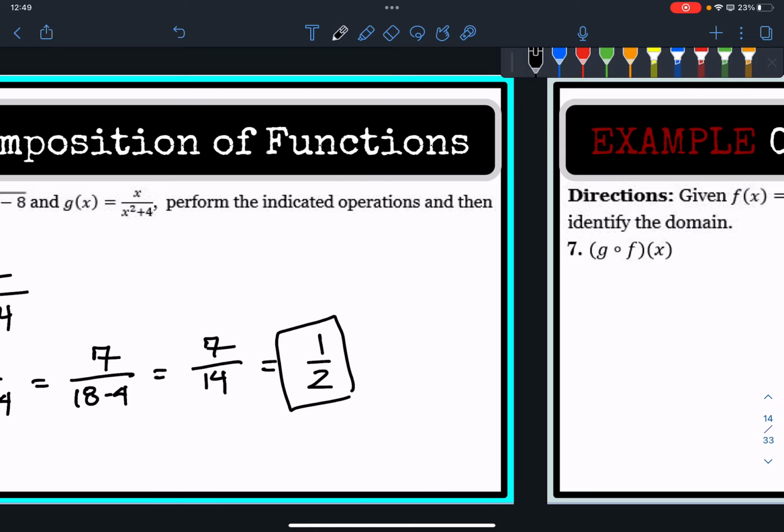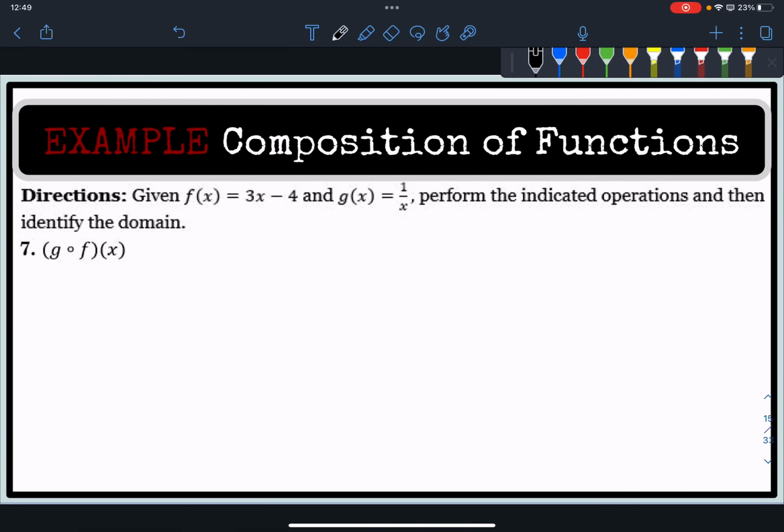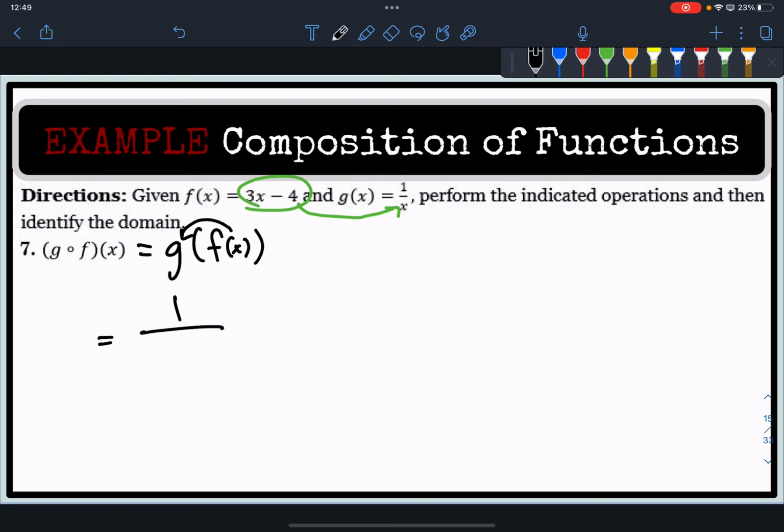And let's do one last one. Here, another example where we're plugging f into g. We're getting the composition of g of f of x. So we're plugging f into g. So again, we're going to plug this into this x right there. So we have 1 over x, which we're going to replace with 3x minus 4, and there's our answer. We can't simplify this any further, no like terms, so this is the composition.